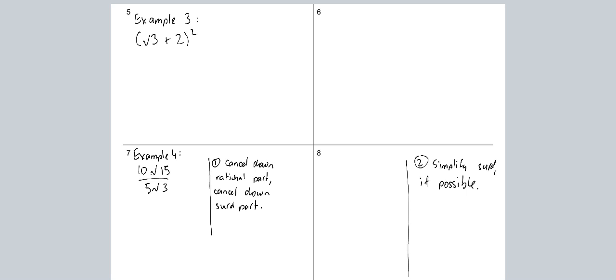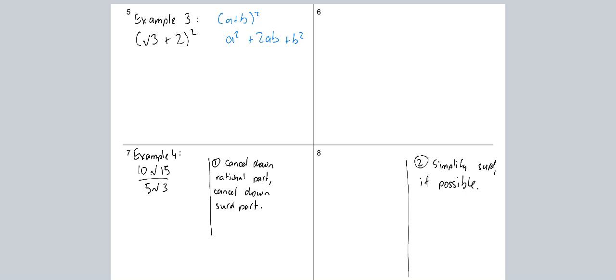Okay, example 3. It's another expansion, but this time it's a perfect square expansion. So I'll just remind you of the perfect square expansion. If I have a plus b all squared, I square the first, I double the product, so 2 times a times b, and then I square the second. That's the rule for expanding a perfect square. We use that exact same logic here, but a in this case is what?